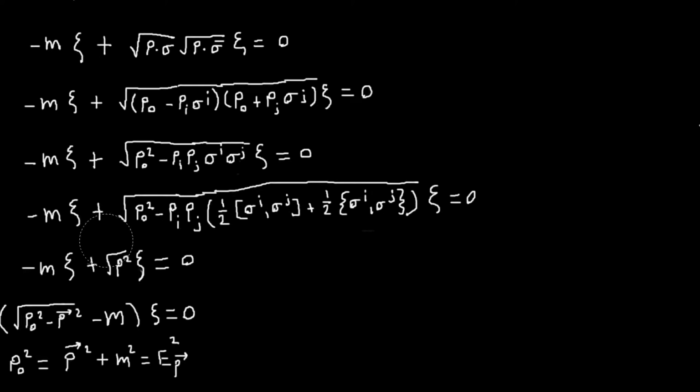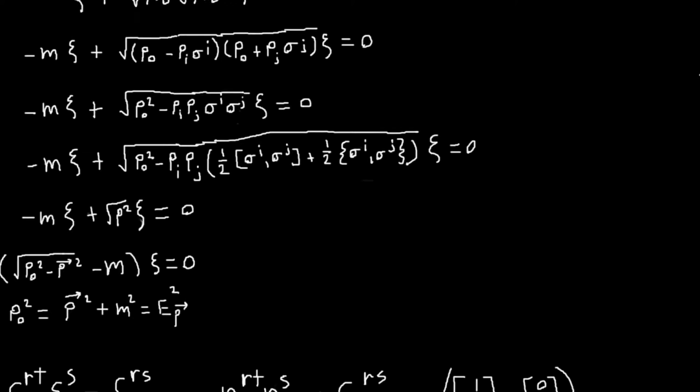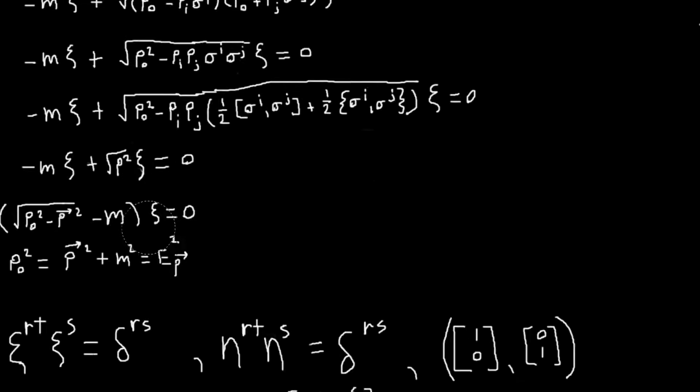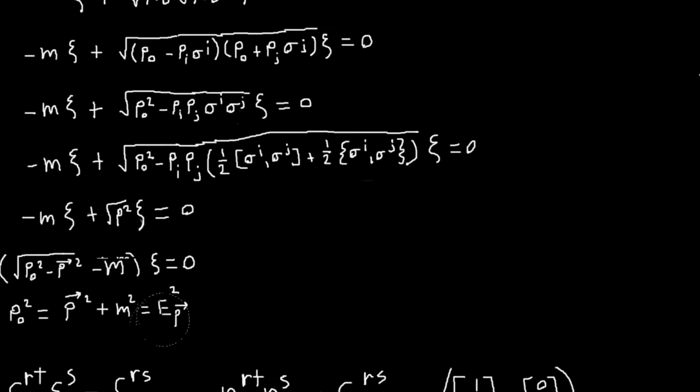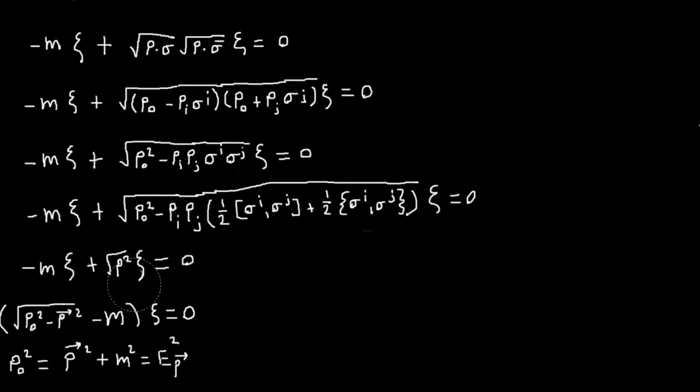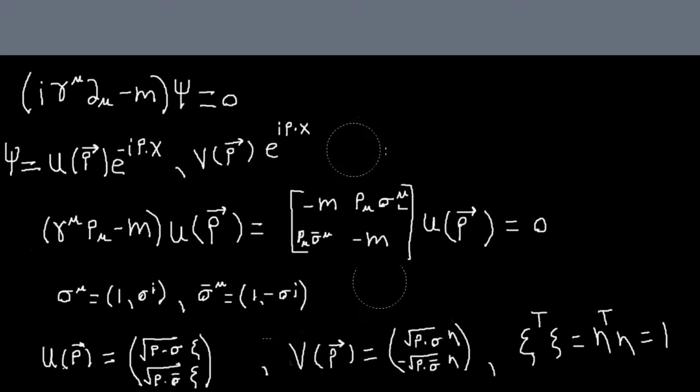And so basically what I get, when I factor everything out, is this minus m times our spinor should be 0. And that tells me basically that p squared plus m squared should be p naught squared. So it's just the mass shell condition, which is assumed to be satisfied. And that is what proves that this is a solution to the Dirac equation.